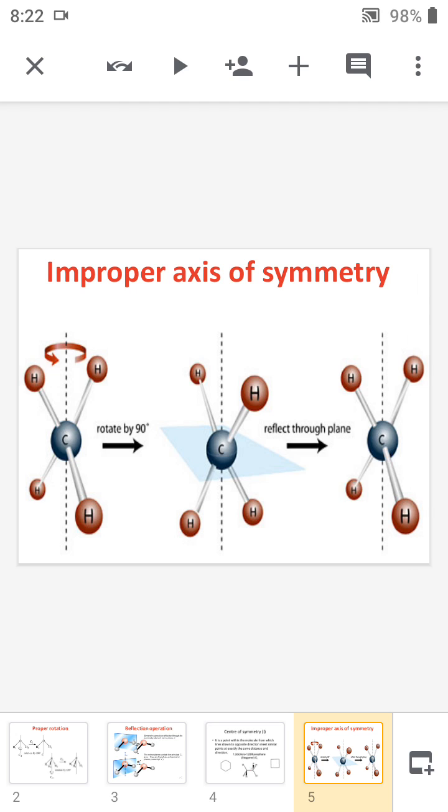So these are the elements of symmetry. Hope you understood the concept, and you have to do every operation in a molecule. First of all, take one organic molecule in your notebook, then do these elements of symmetry. Do similar operations and find out the elements of symmetry for each molecule.